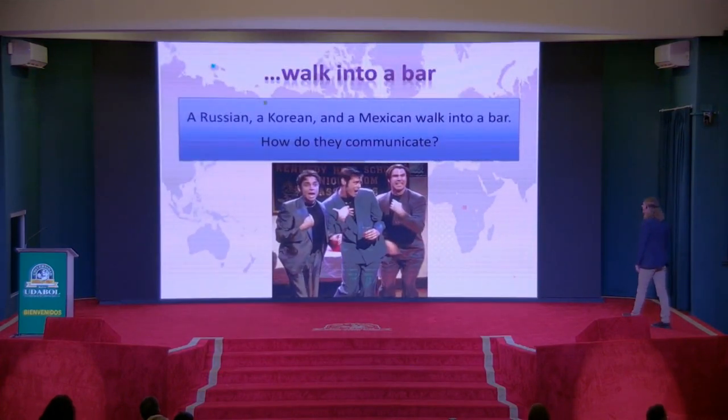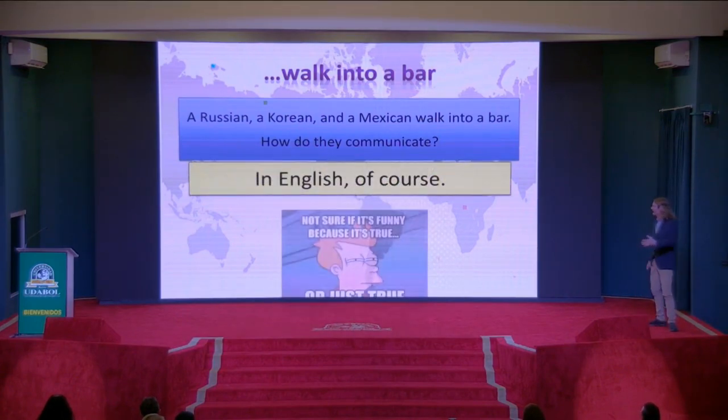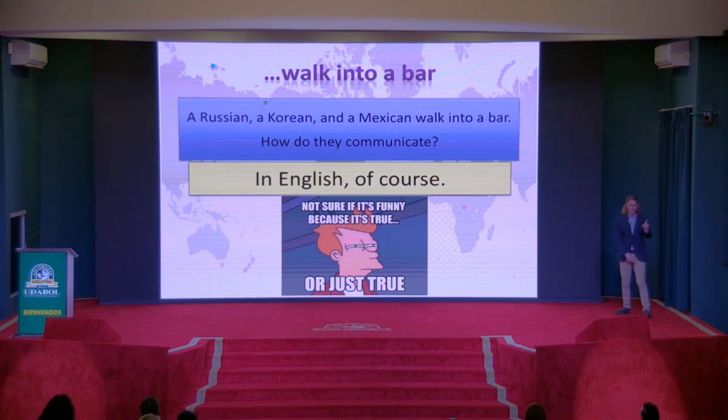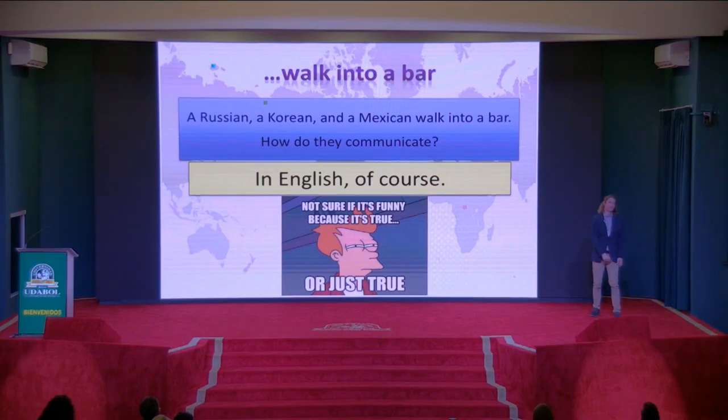All right, here we go. A Russian, a Korean, and a Mexican walk into a bar. How do they communicate? In English, of course. Okay, that's not funny, but it's true. Okay, I'm going to tell you the best joke. But in order for this joke to be funny, you have to understand Spanish and English. Are you good? All right, here we go.